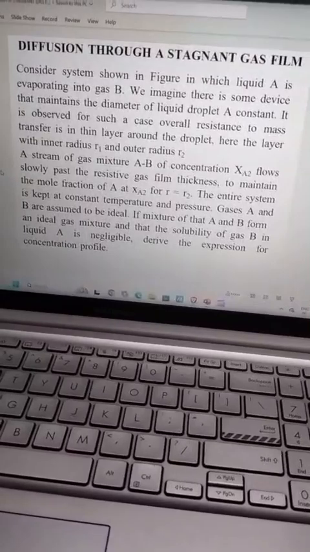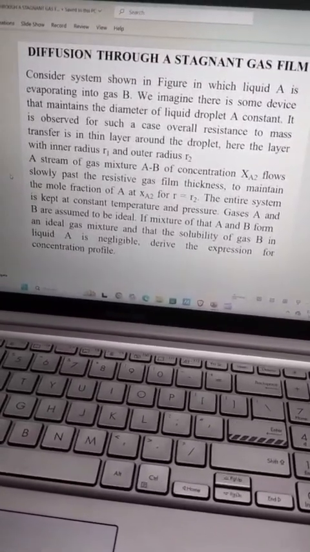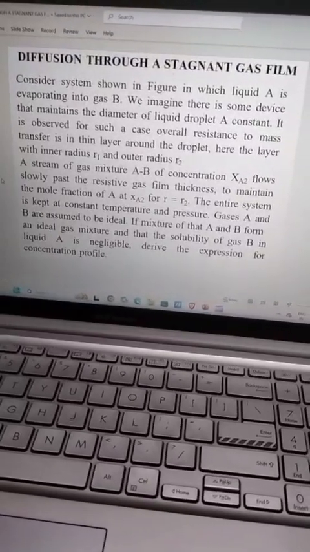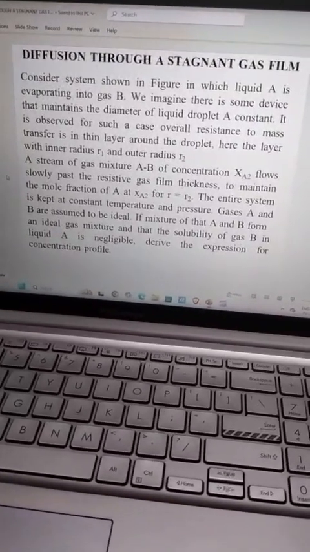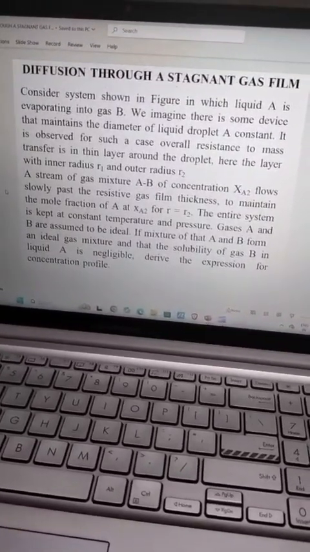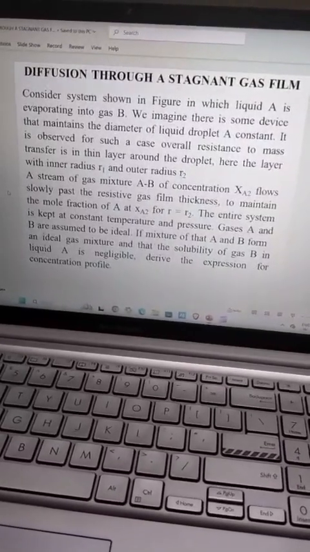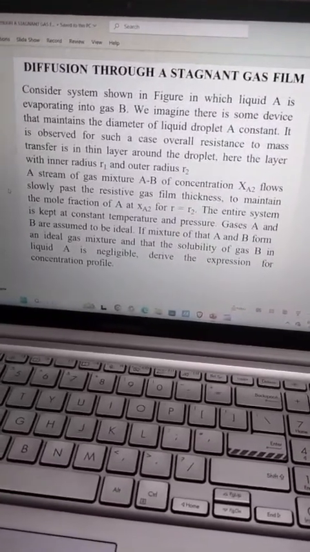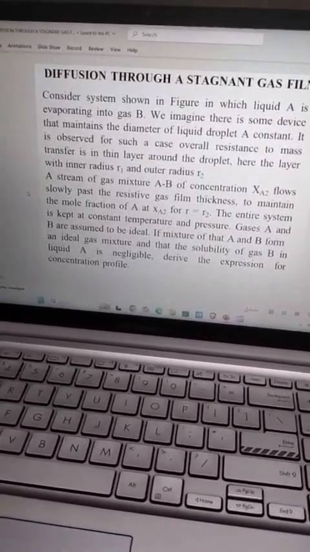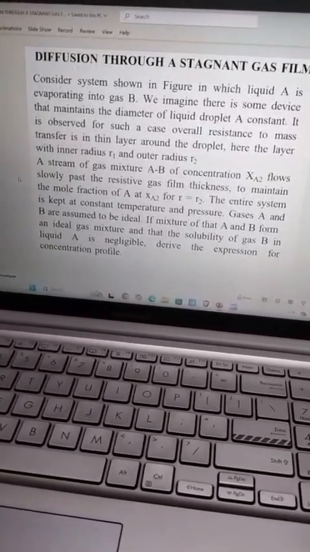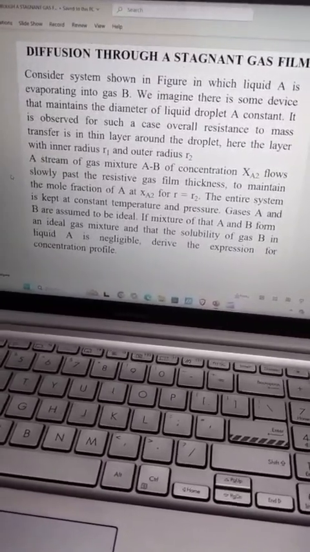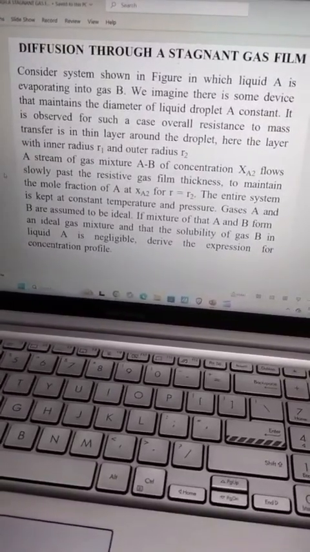Here the layer has inner radius R1 and outer radius R2, I will draw in the diagram and show you. A stream of gas mixture AB of concentration XA2 flows slowly past the resistive gas film thickness. To maintain the mole fraction of A at XA2 for r equal to R2, the entire system is kept at constant temperature and pressure. Gases A and B are assumed to be ideal. If A and B form an ideal gas mixture and the solubility of gas in liquid is negligible, derive the expression for concentration profile.